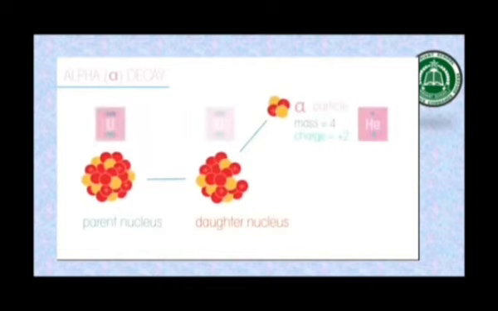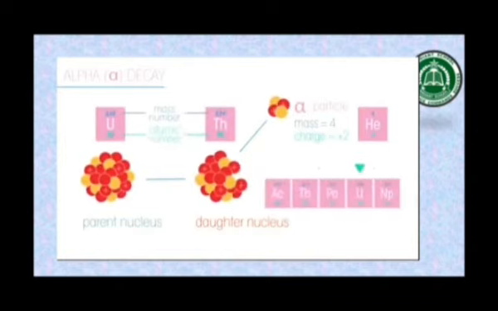Alpha decay is the loss of an alpha particle. An alpha particle is made of 2 neutrons and 2 protons. They have a mass of 4 and a charge of +2. When an atom loses an alpha particle, the mass number decreases by 4 and the atomic number decreases by 2. A new element is formed that is 2 places lower in the periodic table.